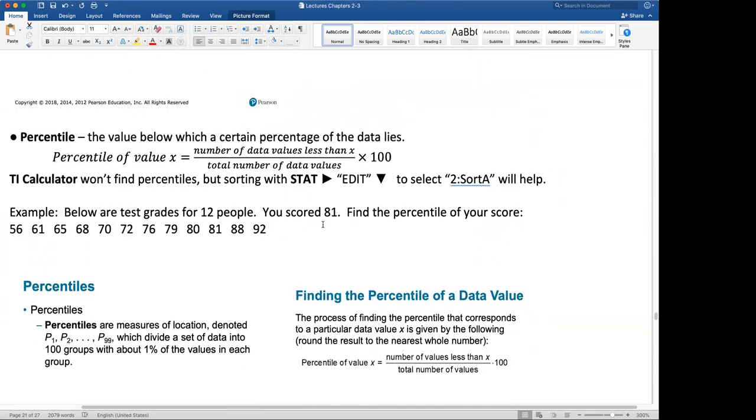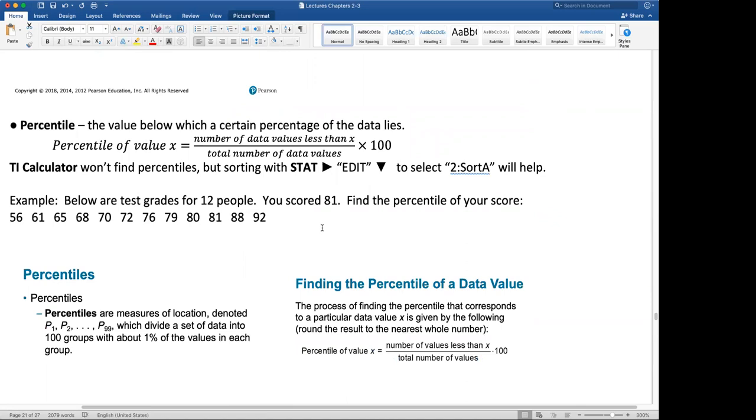So now the next one, percentile. What's a percentile? The percentile is the percentage of all the data values in the data set that are less than the given data value. What does that mean?